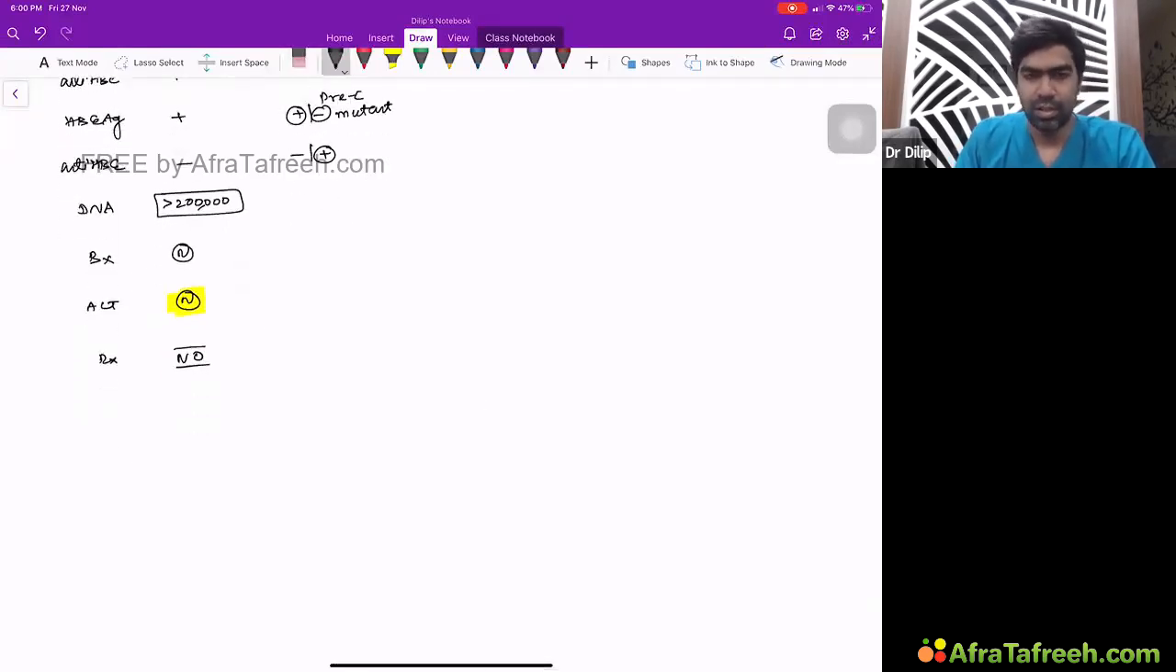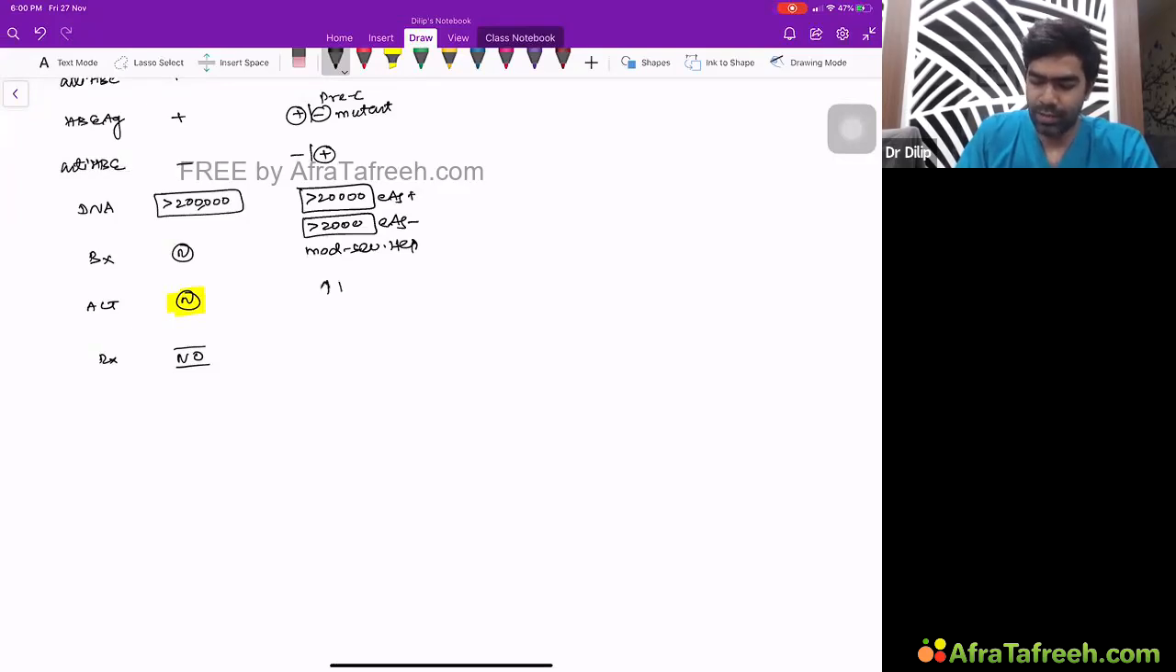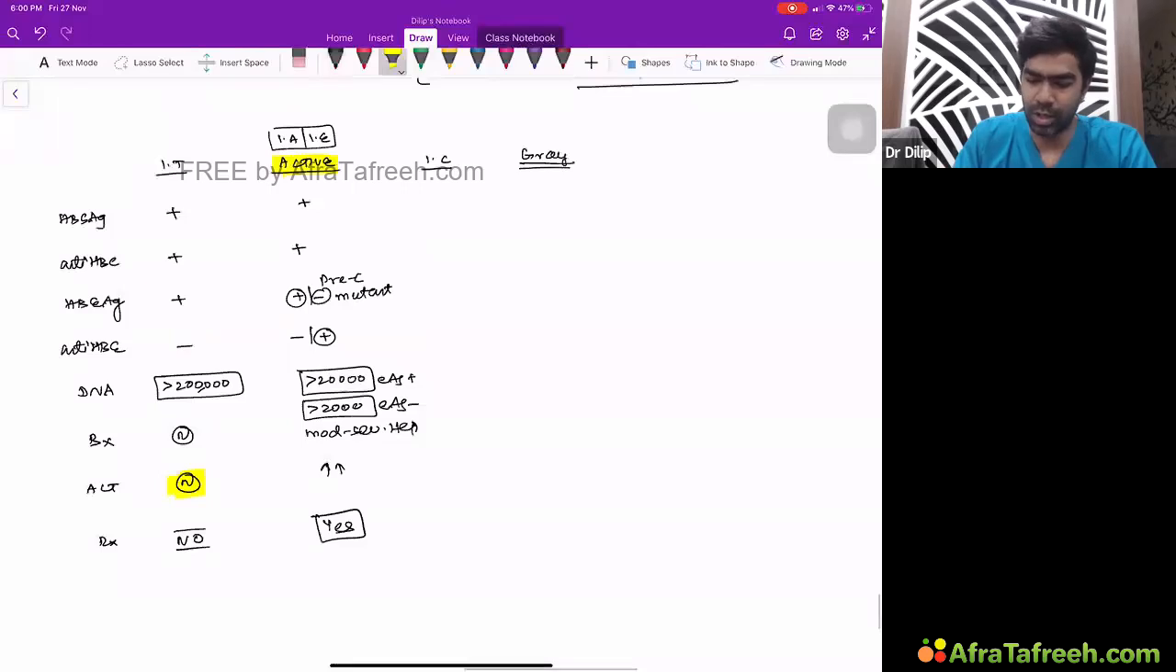DNA levels will be more than 20,000. Usually, it will be very high. So if E antigen is positive. If E antigen is negative, it will be more than 2,000. I'll come back to that and I'll explain you. Biopsy will definitely show moderate to severe hepatitis. ALT levels will be definitely elevated. And treatment, definitely, yes, you need to do treatment. Suppose the patient is in immune active phase or immune escape phase, definitely you need to do treatment.